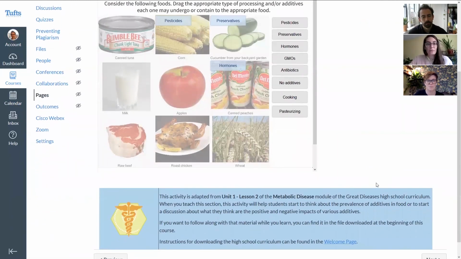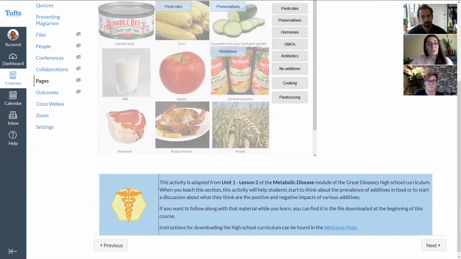And then finally, with activities that come directly from the high school curriculum, we've tried to provide boxes that call out and directly highlight those activities, and point out why this topic is so important and how to contextualize it in terms of the higher level content that you're learning within the high school curriculum.